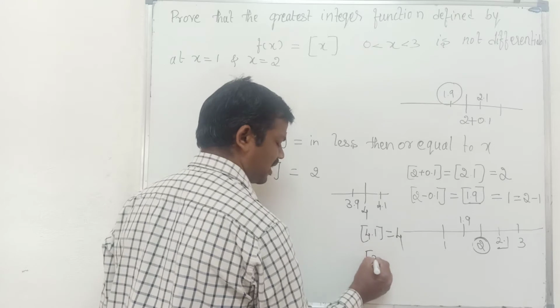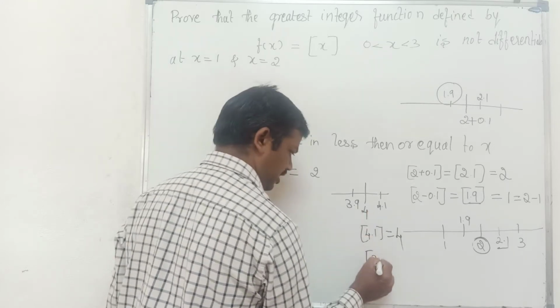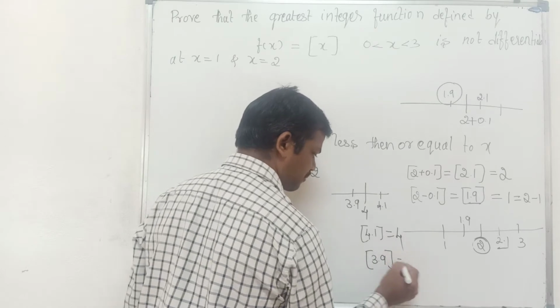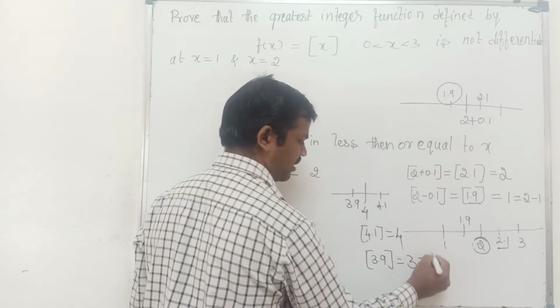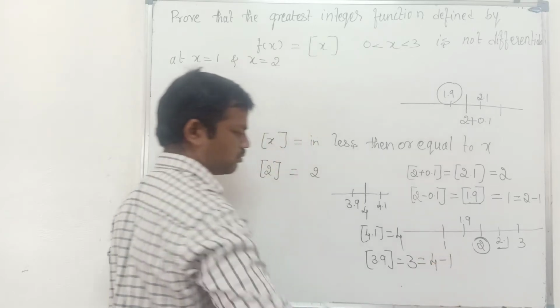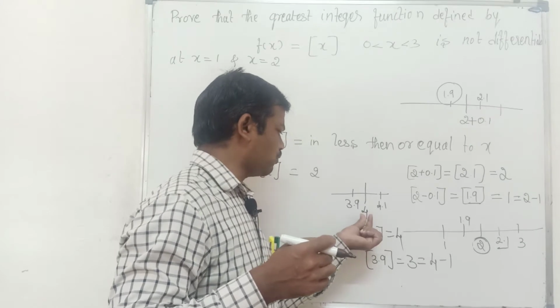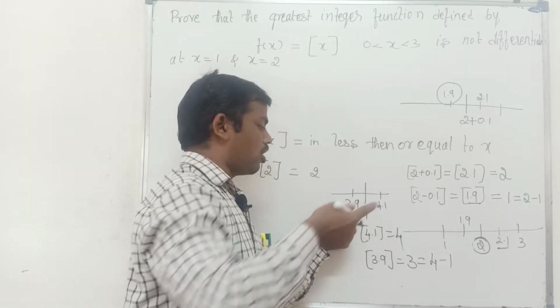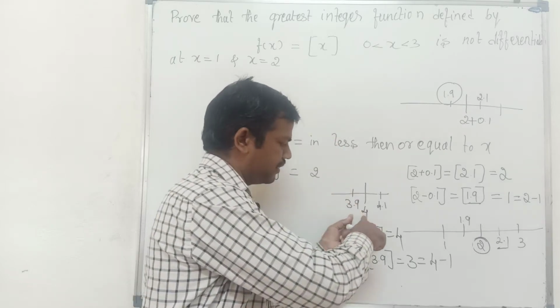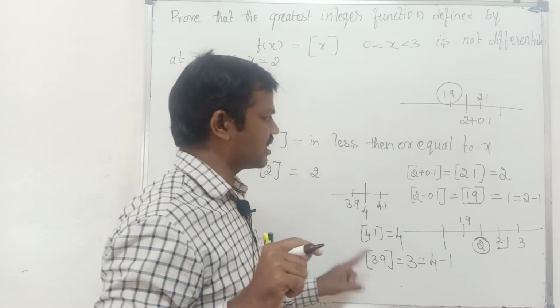So what about the left hand side? The left hand side is 3.9. What is the greatest integer of 3.9? Again it will become 3, which we can write as 4 minus 1. Means if you want to find the greatest integer, its left is always less than that number, and to the right it is the number itself. From this it is clear.